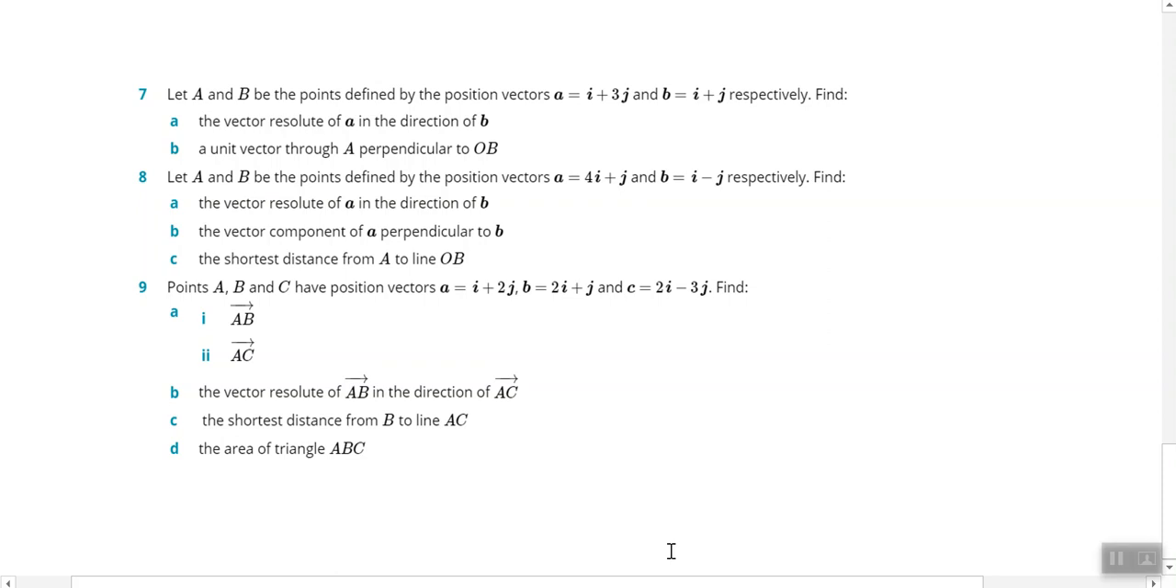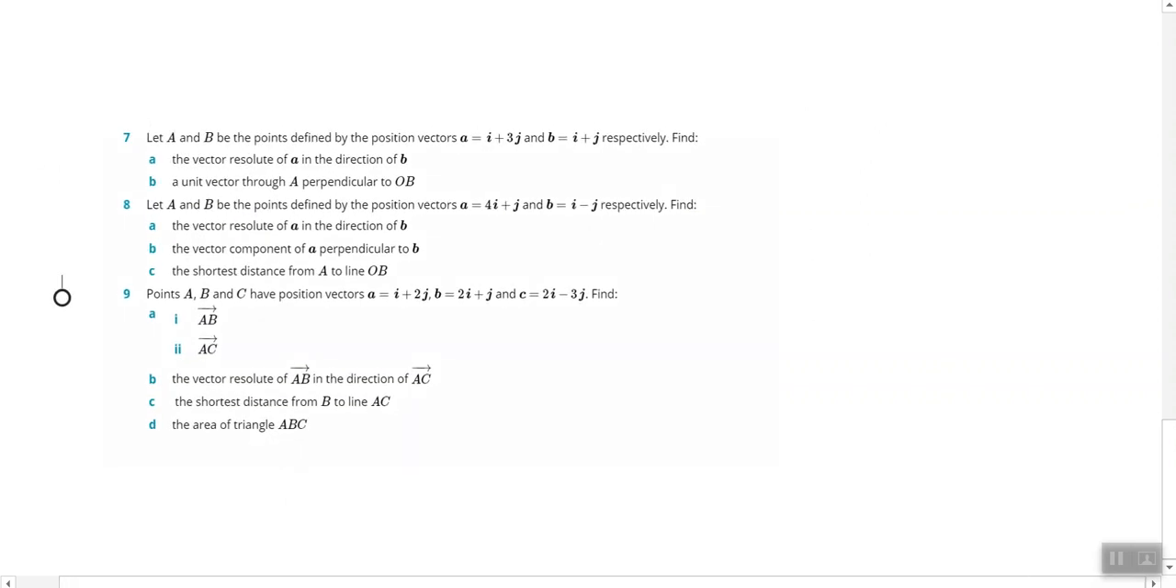This is for Year 11 Specials. We're going to look at question 7, 8, and 9 from exercise 20D. Okay, so this exercise deals with vector projections or vector resolutes.